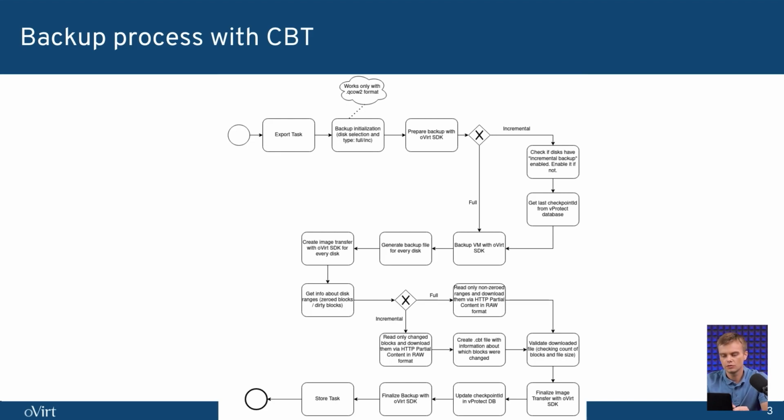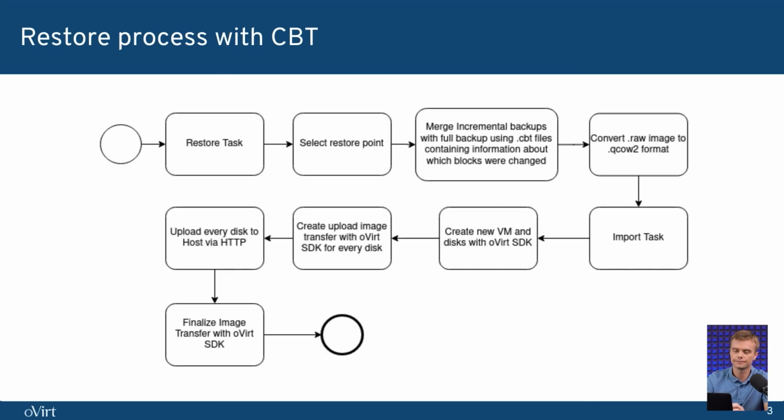Finally, we use a method to finalize the image transfer, because we need to create an image transfer entry inside oVirt that allows us to refer to this transfer. And we update our checkpoint ID, so we need to record it for future backups as well, if needed.